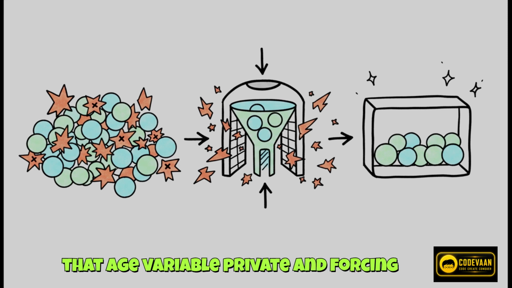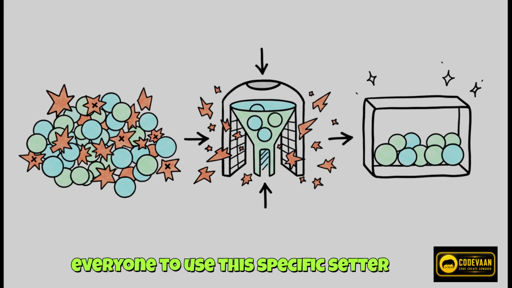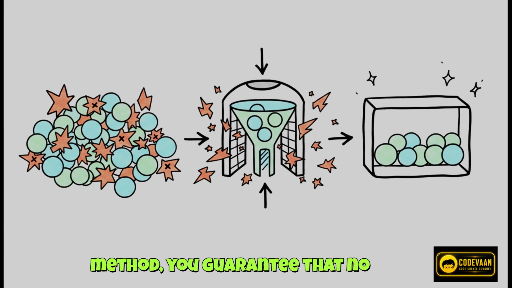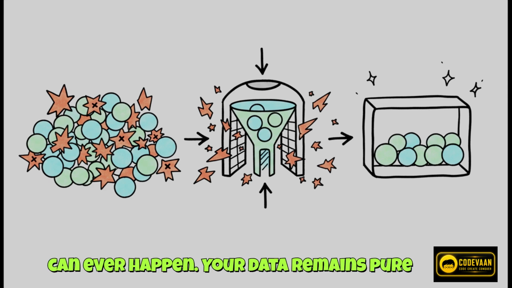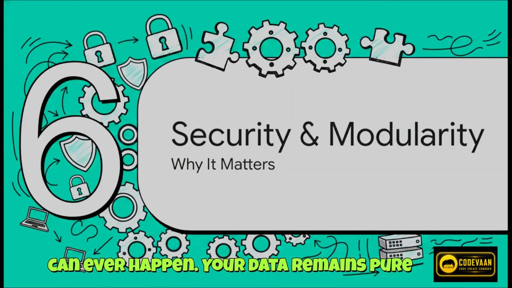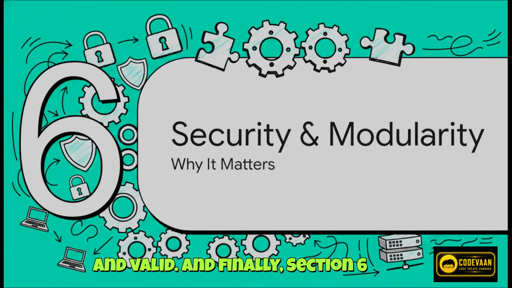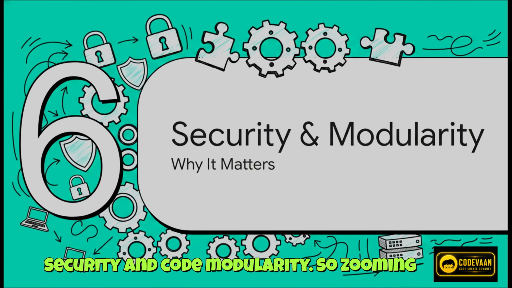By keeping that age variable private and forcing everyone to use the specific setter method, you guarantee that no unauthorized or dangerous modifications can ever happen. Your data remains pure and valid. And finally, Section 6, Security and Code Modularity.